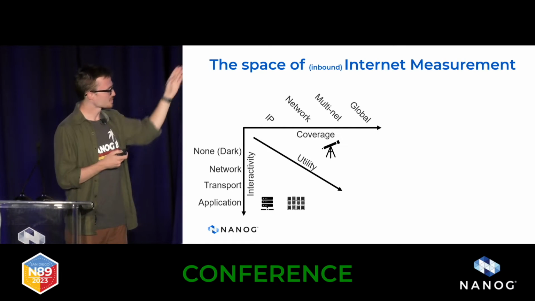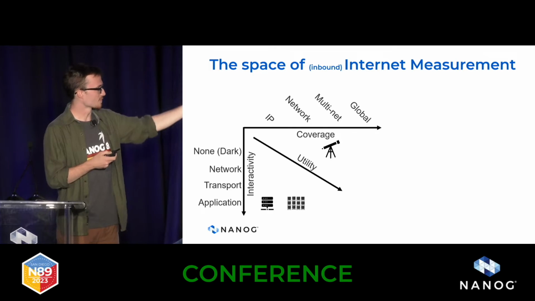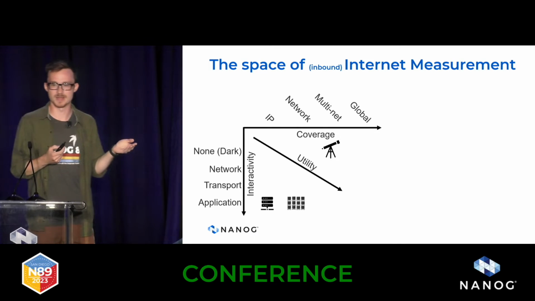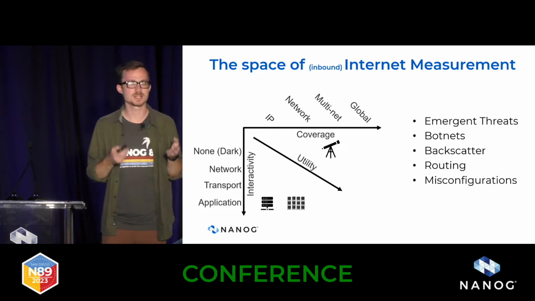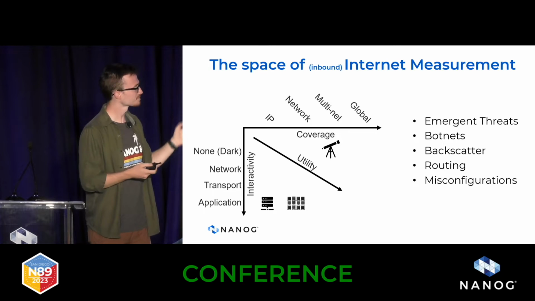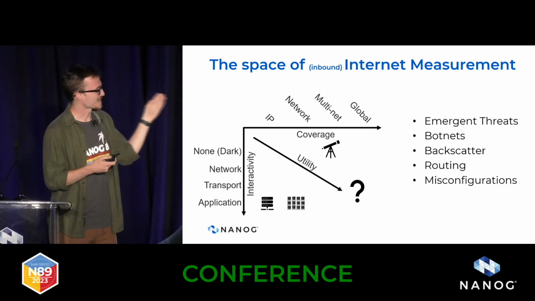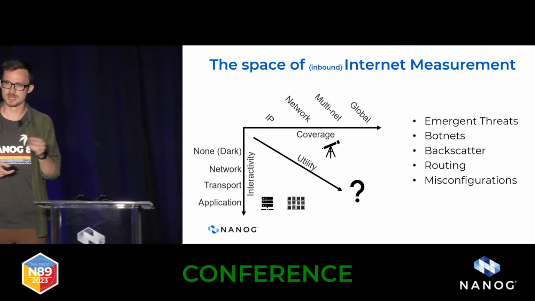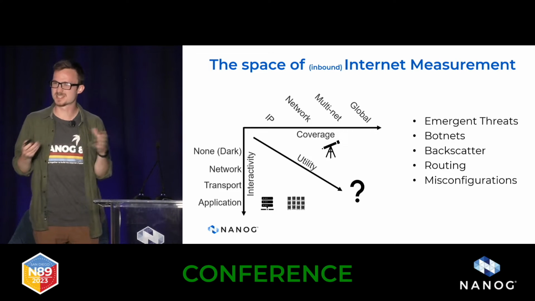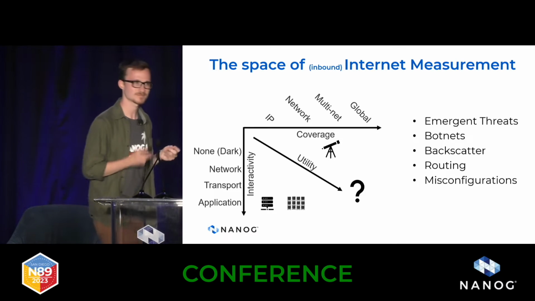But as we'll see, there's an increasing utility over both of these dimensions, right? And so even though there have been a lot of benefits to these, they've given us insights on emergent threats, botnets, backscatter, and so on. The real question that arises is, can we achieve high interactivity and a representative footprint, such that what that victim service sees is within what we see?